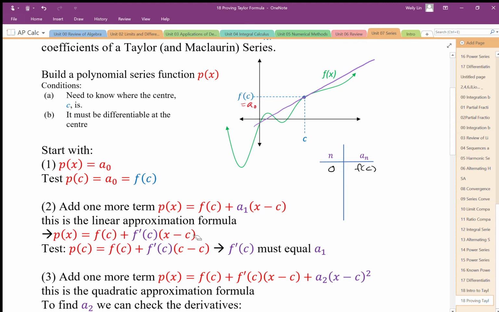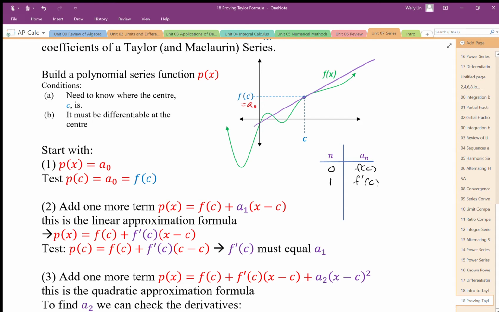By this relationship, this two-term polynomial is the same as a linear approximation. We can make that connection here, so I'm going to write that in now. When n equals 1, we're using f prime at c. There it is, there's my f prime at c.